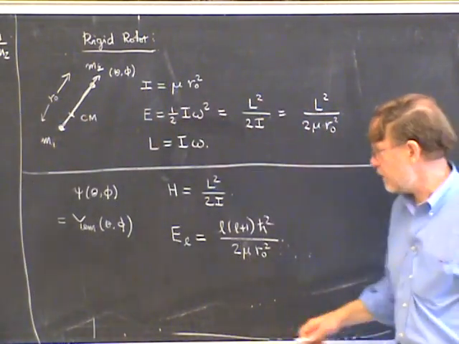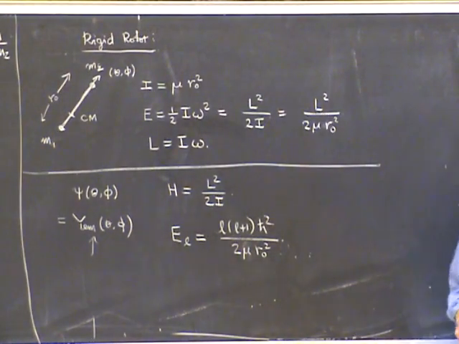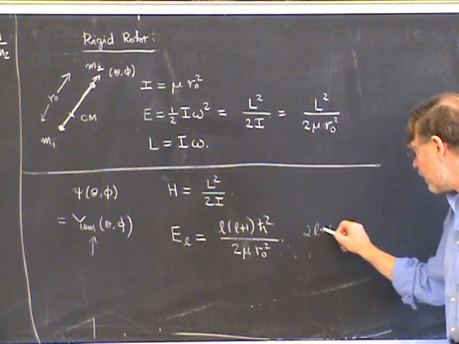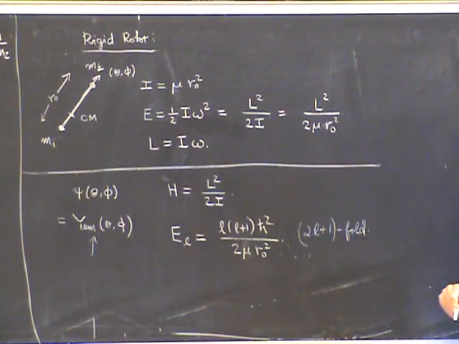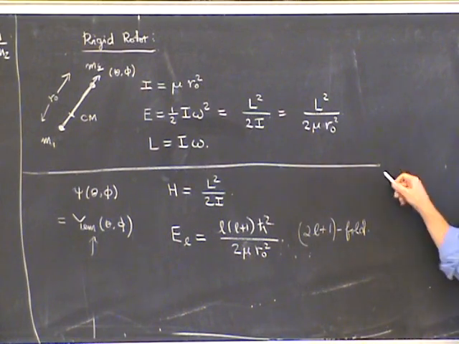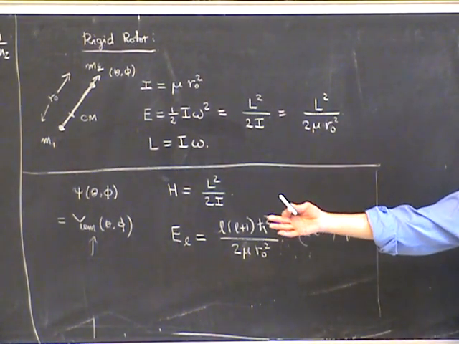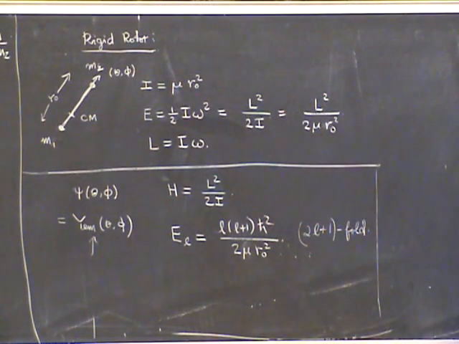There's a degeneracy, you see, because the energy doesn't depend on the magnetic quantum number. This is a 2L plus 1 fold degeneracy because of the possible values of the magnetic quantum number. And the usual reason is that the magnetic quantum number indicates the orientation of the system, and the energy doesn't depend on that. All right.